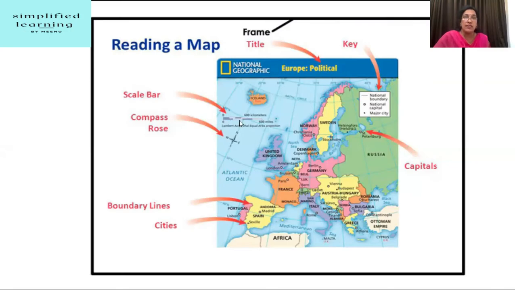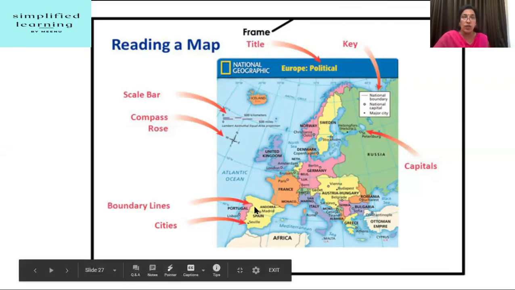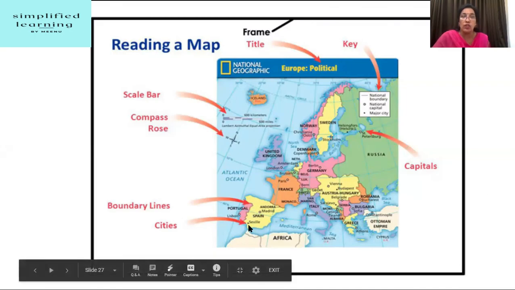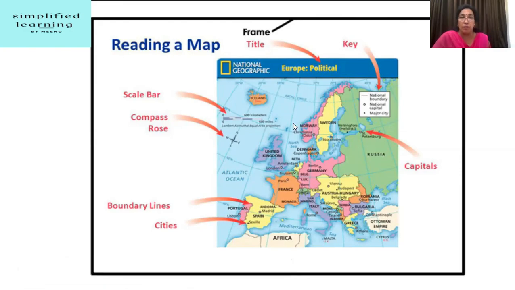Then can you see a scale bar here? Yes, one type of scale is shown here. Then you have a compass here showing you the directions. Okay, you can see along with the lines of longitude, north and south, west and east. Then you have boundary lines. As you know, this is a political map. Then you can have a look at the cities there, and capitals here. So all these elements help us to read a map.